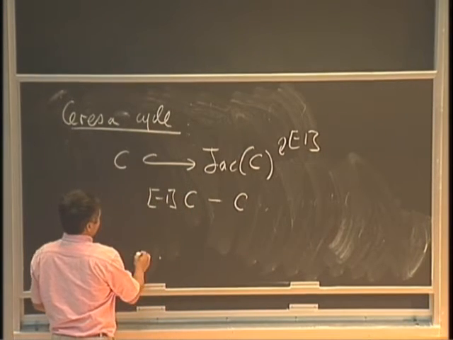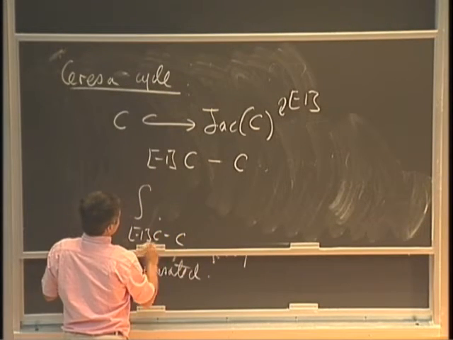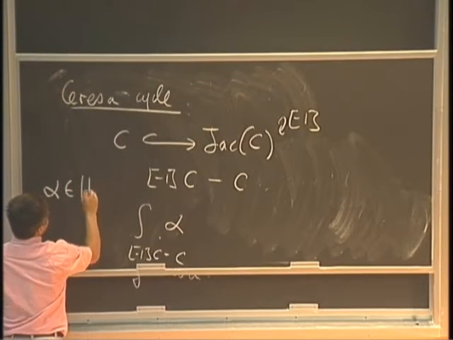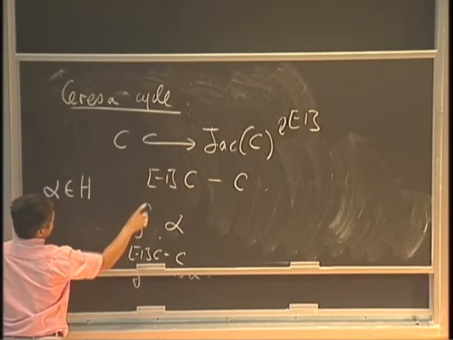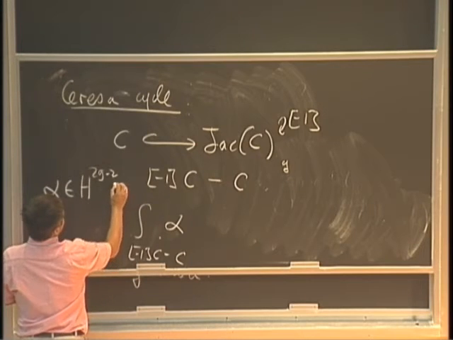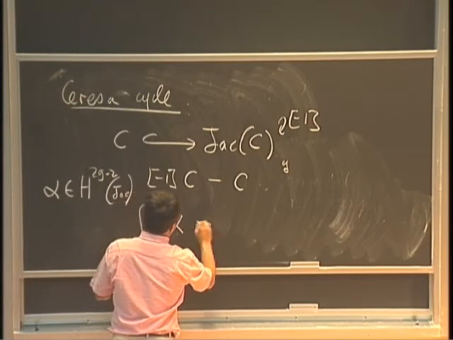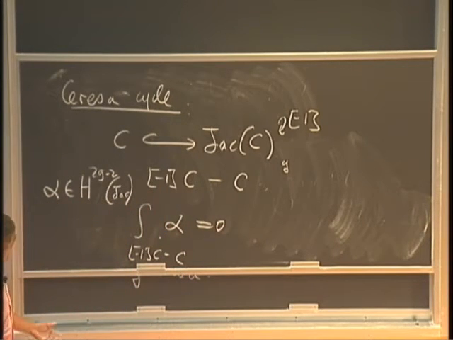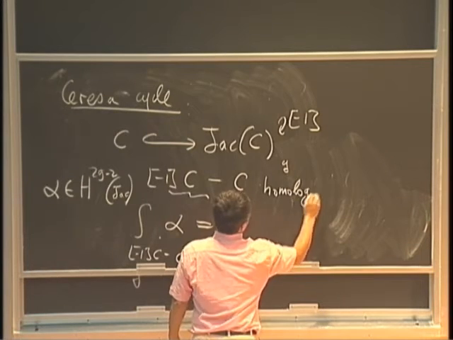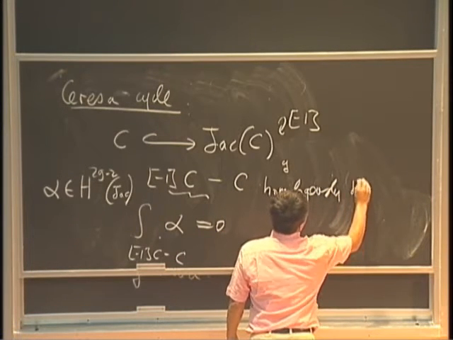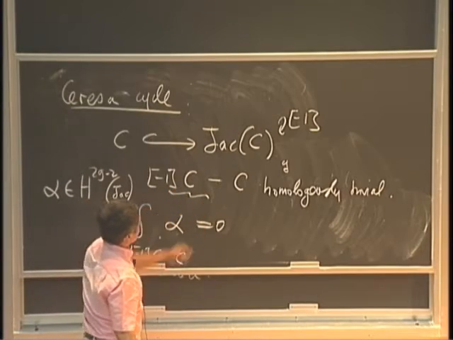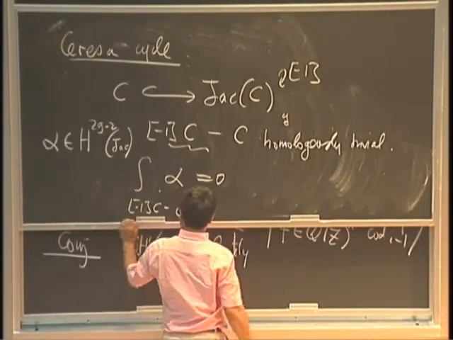So if we integrate this cycle C minus C against any form in the cohomology, of degree, with the genus g here, 2g minus 2 of the Jacobian, this must be 0, right? So it's easy to show that it is 0. So this cycle is also homologically trivial. There's some work about this, and when this one should be trivial. In general, the conjecture says it should not be trivial.